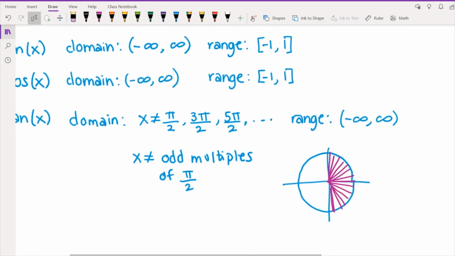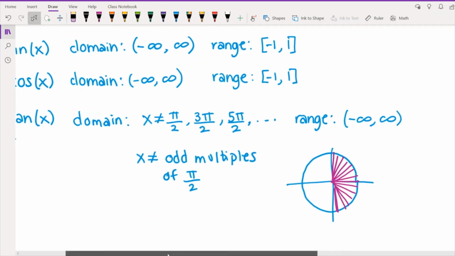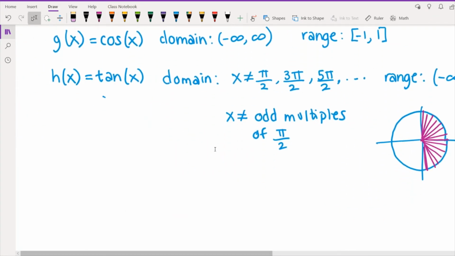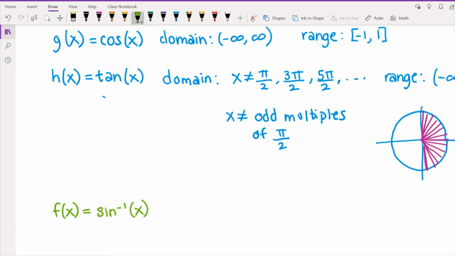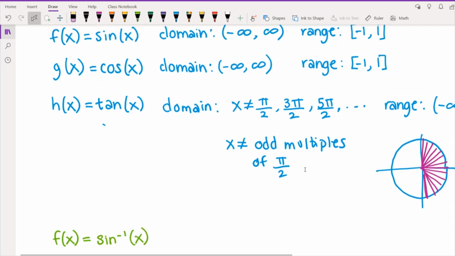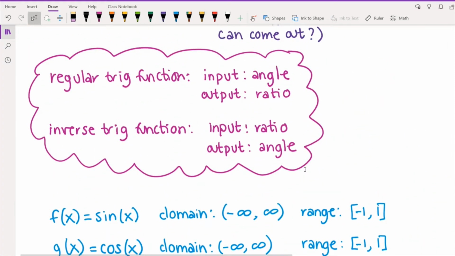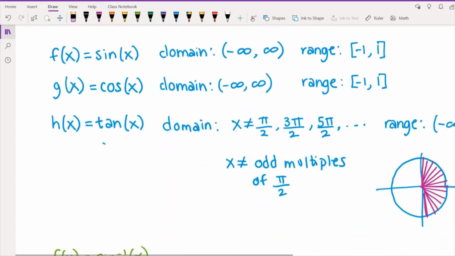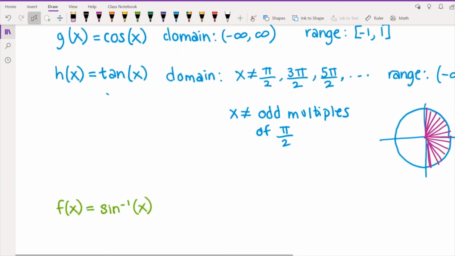Okay, so let's talk about the inverse trig functions now. So starting with, and I'll just say f of x again, f of x is equal to inverse sine of x. So with inverse trig, now things are kind of reversed. So what kind of a thing are you plugging in? Now you're plugging in a ratio, a number, and your output is going to be an angle. And so what kind of a number are you allowed to plug into inverse sine?